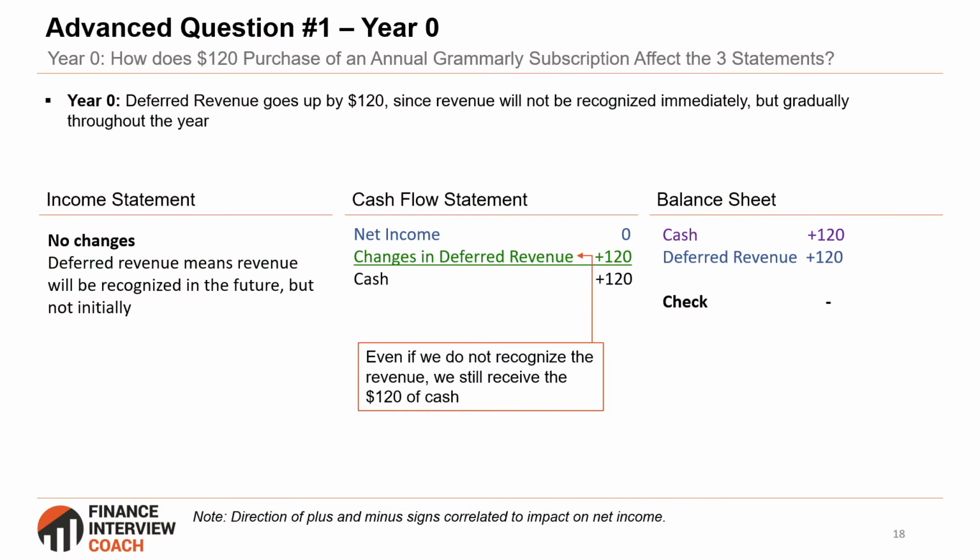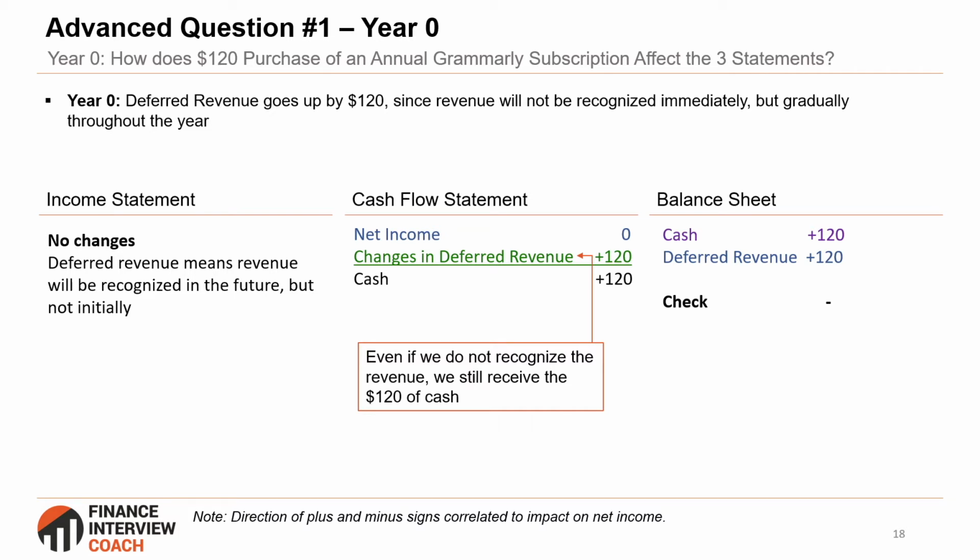I'm going to go over a typical accounting question that you might be asked in an investment banking interview. For example, you might be asked, how does a $120 purchase of an annual subscription affect the three statements? Let's pretend we're the company Grammarly or any company that accepts annual subscriptions.